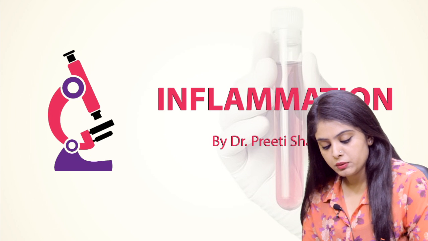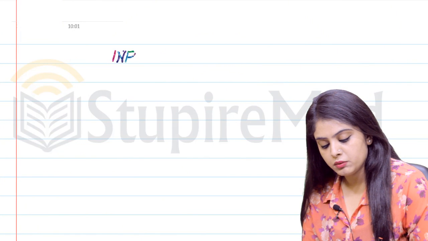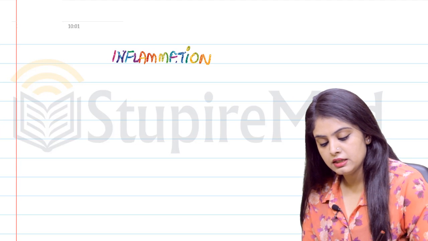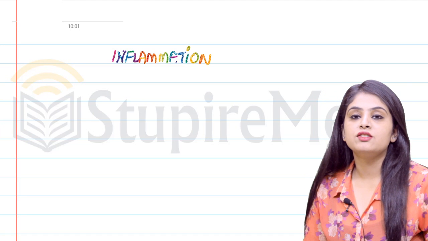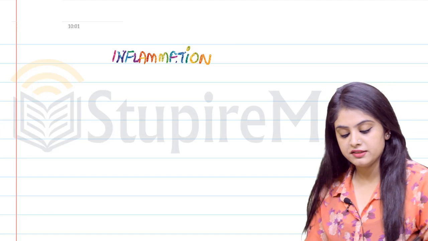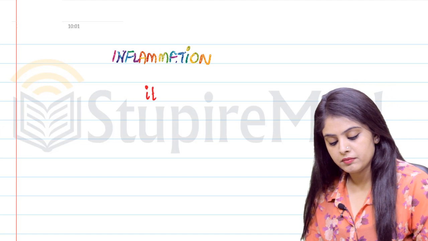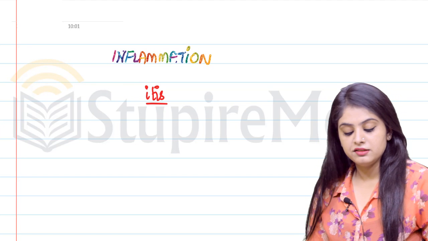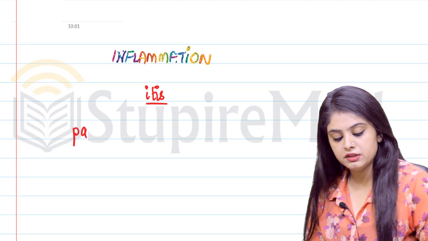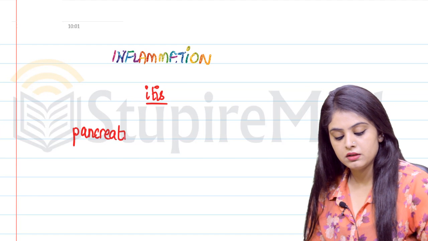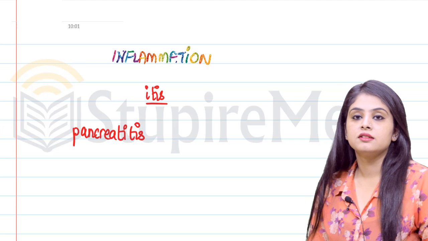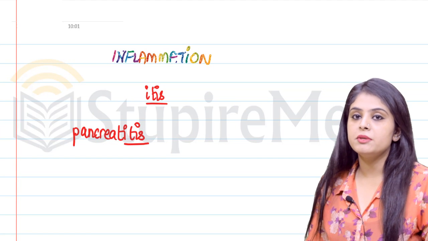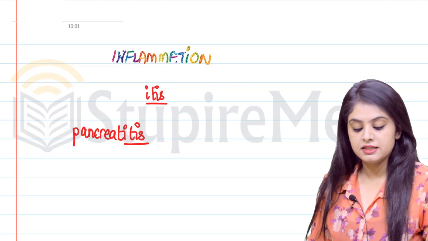So the first thing that we need to know, whenever we are dealing with inflammation, there is one term that tends to go hand in hand. And what is that? That is the term itis. What do I mean by this? For example, I use the term pancreatitis. What does it have in the end? Itis. It means inflammation of the pancreas.